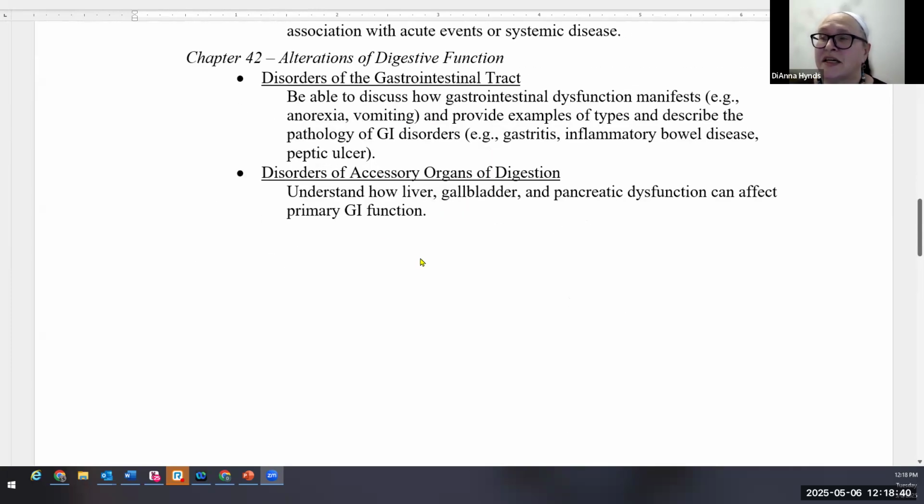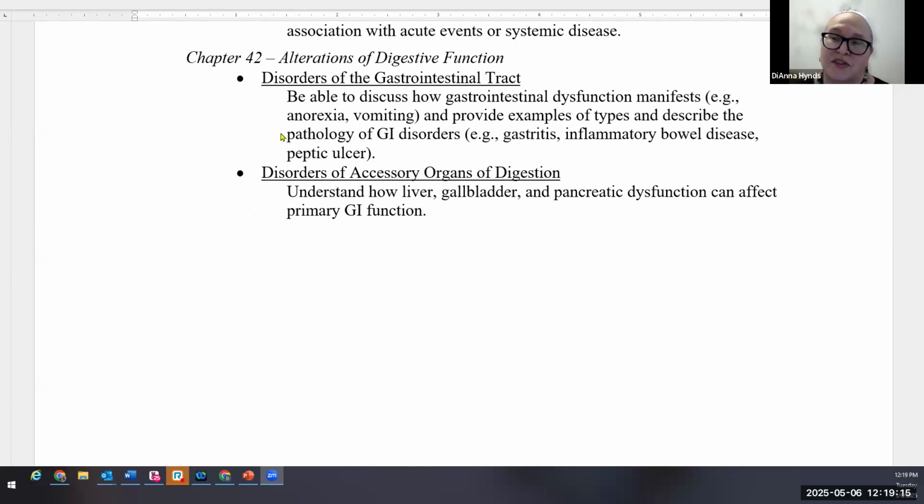And then lastly, we're going to focus on chapter 42. And in fact, that's really the only chapter that we're going to focus on for digestive function. So there are a couple of things here to pay attention to. One is disorders of the gastrointestinal tract, the GI tract, and then disorders of accessory organs of digestion. And so, the GI tract itself, how does GI dysfunction manifest?